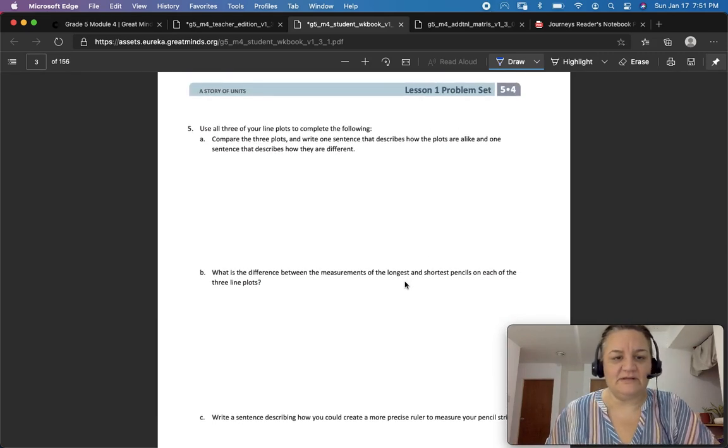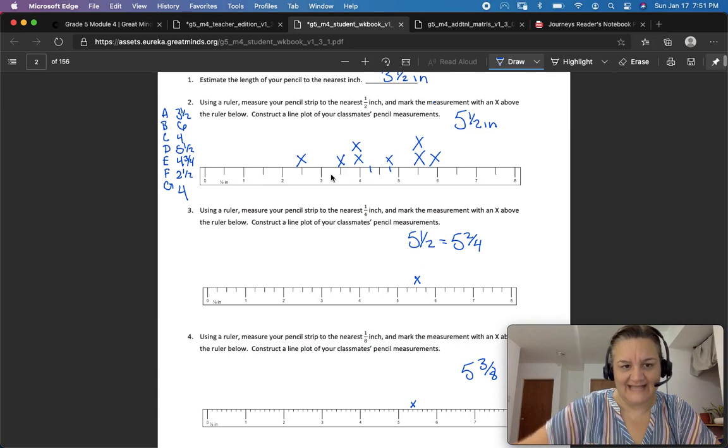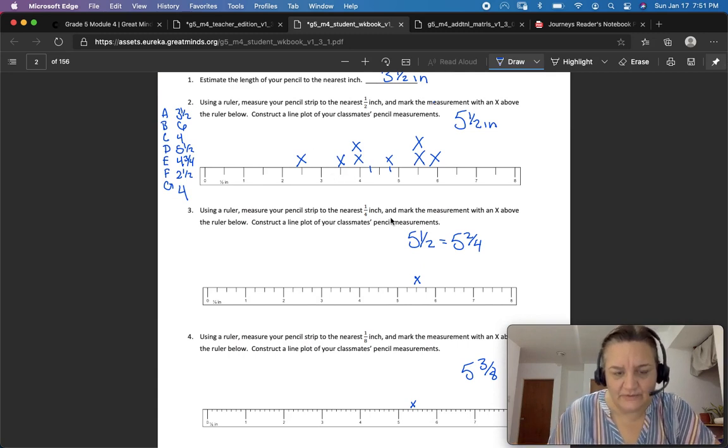Number 5, use all 3 of your line plots to complete the following. Compare the 3 plots and write one sentence that describes how the plots are alike and one sentence that describes how they are different. Okay, so it's asking us to be a little bit more specific here. So this one actually was in 1/2 inches, so this 4 3/4, I made a mistake there. I'm going to erase that. And that one, 4 3/4, we're going to estimate up, so that would be 5, right?